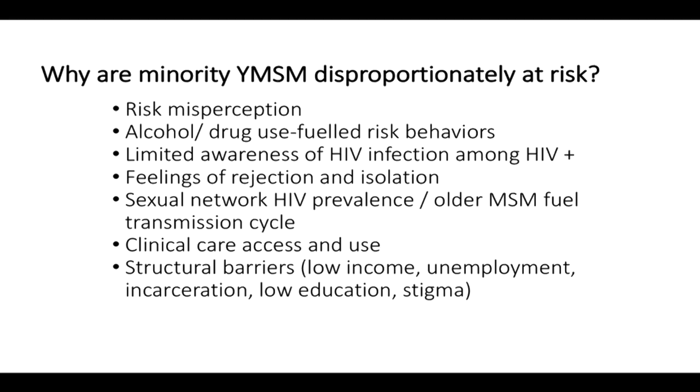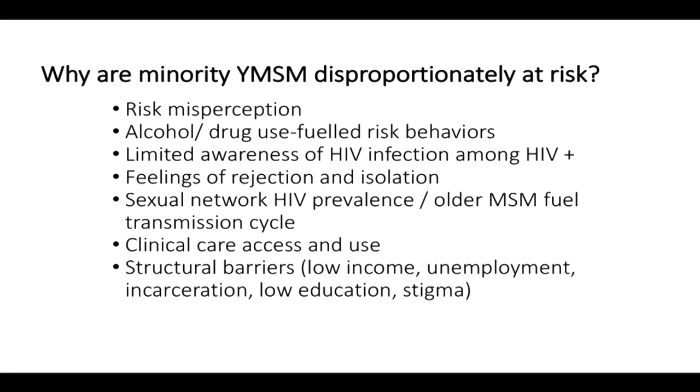So I just want to spend a few seconds to discuss why minority young men who have sex with men are disproportionately at risk for HIV. I'm not going to read through all these bullet points, but just to highlight a few. Young men who have sex with men have been shown in studies to misperceive their risk for HIV infection. So these are individuals who engage in HIV risk behaviors but do not self-recognize that those behaviors put them at risk for HIV. We do recognize the alcohol and drug use and risk behaviors that exist within MSM communities.